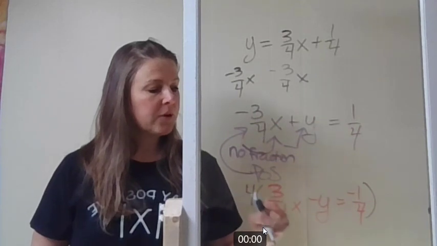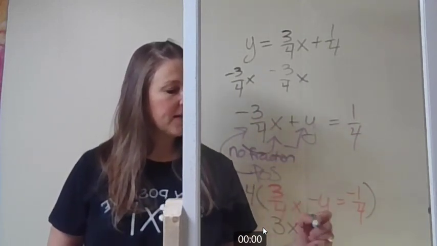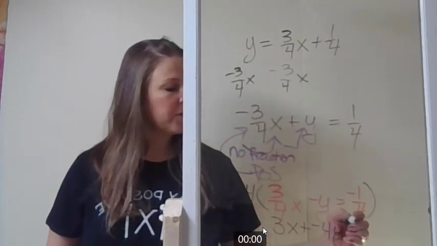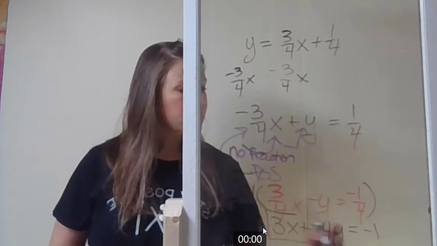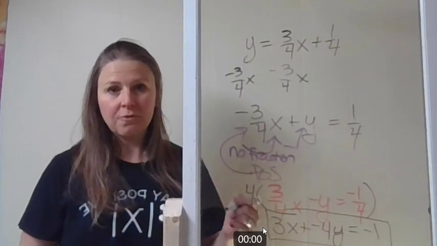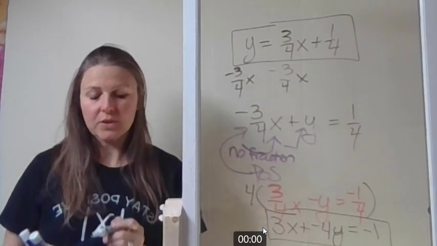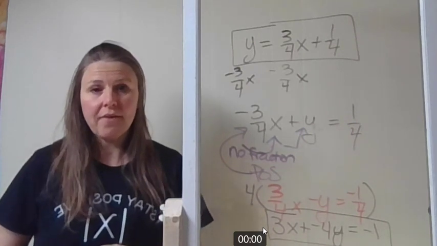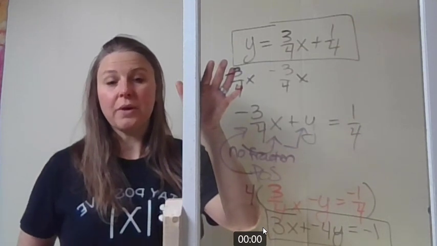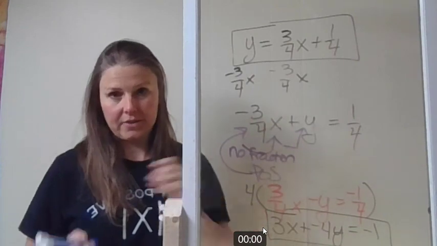So 3/4 times 4 is 3x. 4 times negative y is negative 4y. And 4 times negative 1/4 is negative 1. So this initial equation is what would have been the standard form to get this equation in y-intercept form. Those equations are the same table, the same graph, the same everything, 2 different forms. This will be easier for you to graph a line and generate a table. This is probably easier to find the x and y-intercept.